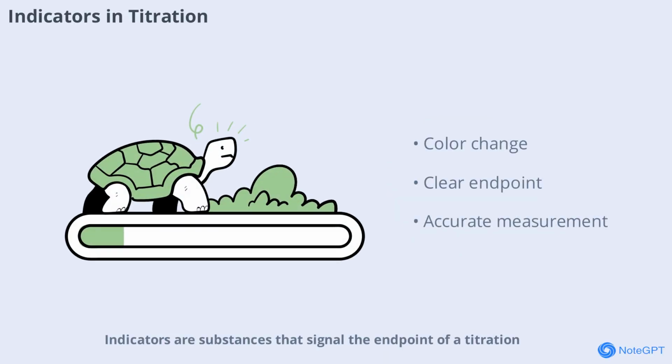Indicators are substances that signal the endpoint of a titration, usually by changing color. The choice of indicator depends on the type of reaction and the pH range over which the color change occurs. For acid-base titrations, common indicators include phenolphthalein and methyl orange. The right indicator ensures that the endpoint is clear and unmistakable, which is vital for accurate measurements. Indicators make titration accessible and straightforward, even for those new to laboratory techniques.